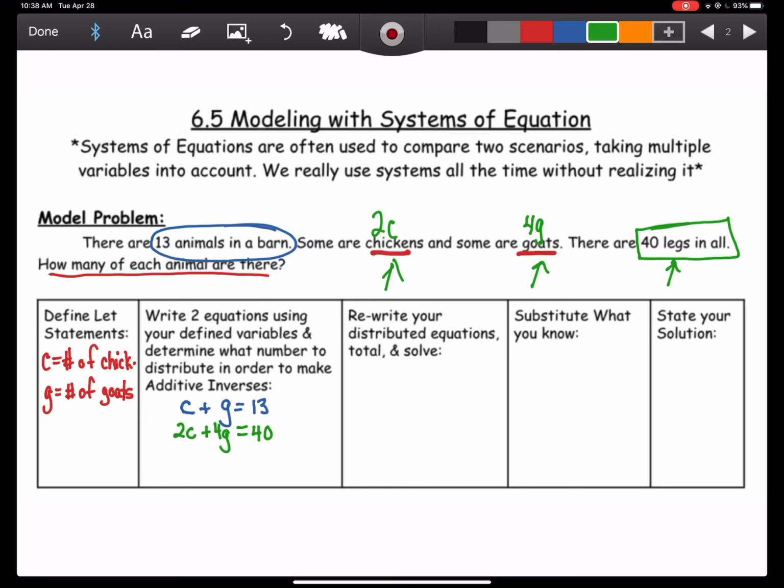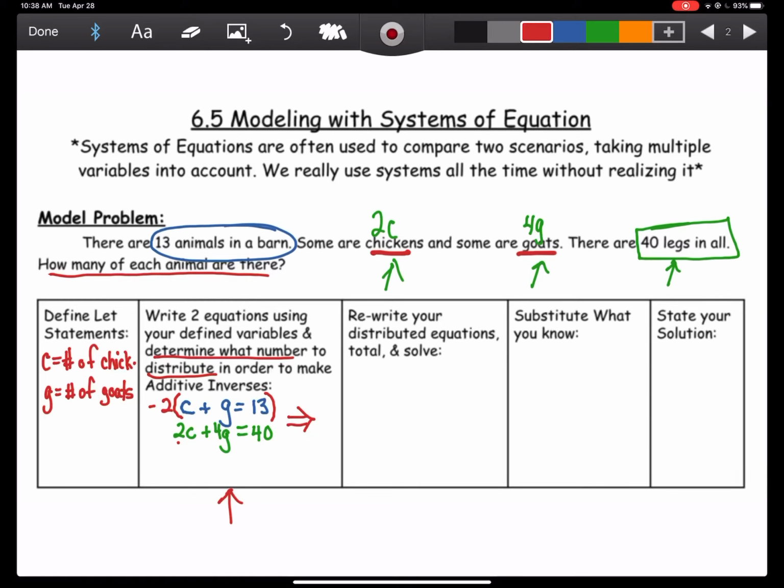Awesome. The very next step, which is still in this part of the table, is to determine what number to distribute. And if you look, I'm going to distribute into the top equation by -2. Because that -2 and this +2 will eliminate when I'm done.